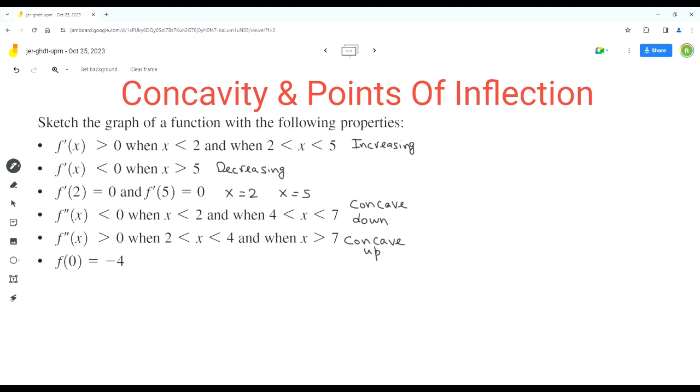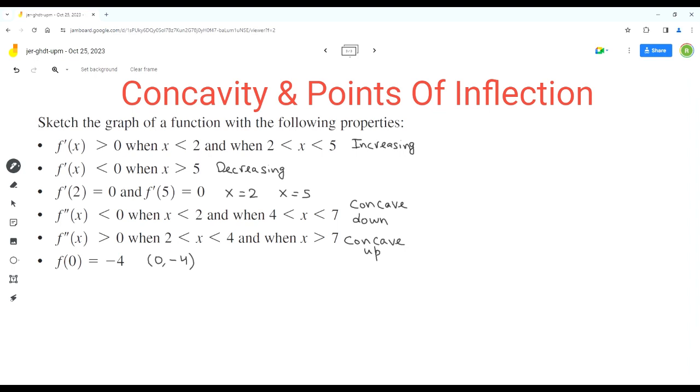And lastly, we are given that f at 0 equals negative 4. So this is a point that lies on the function f at x, and the point is (0, -4). So these are the given properties for which we have to graph the function f at x.